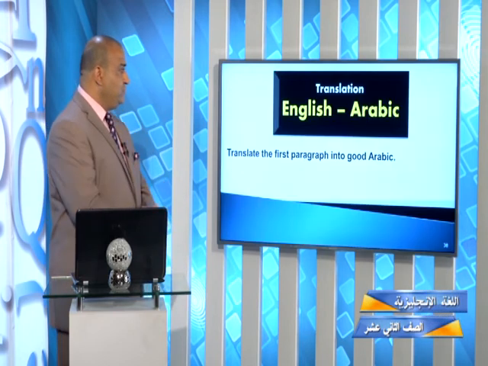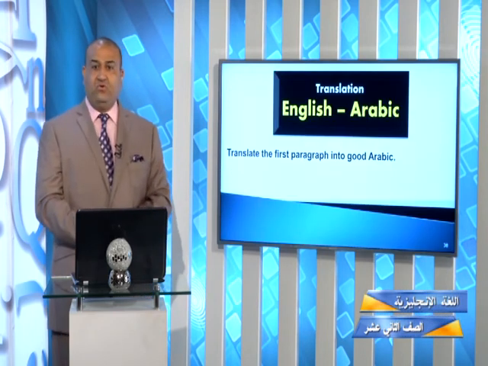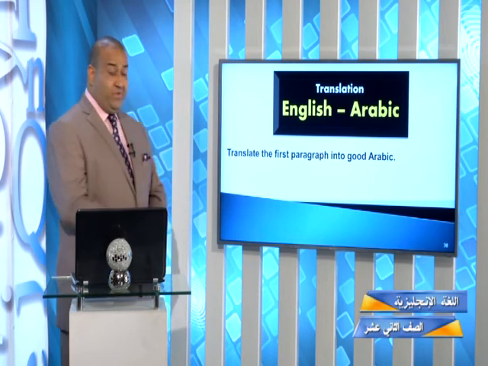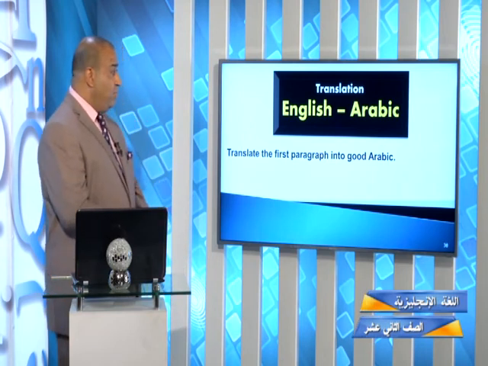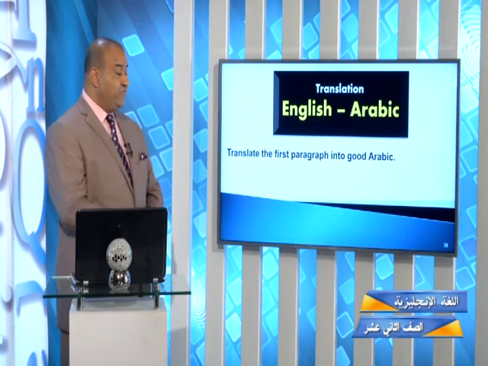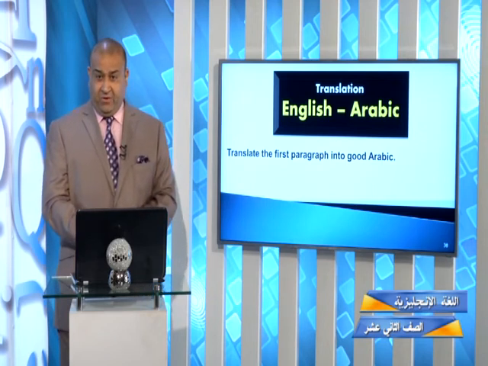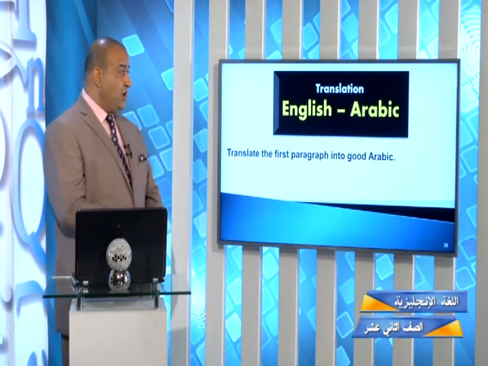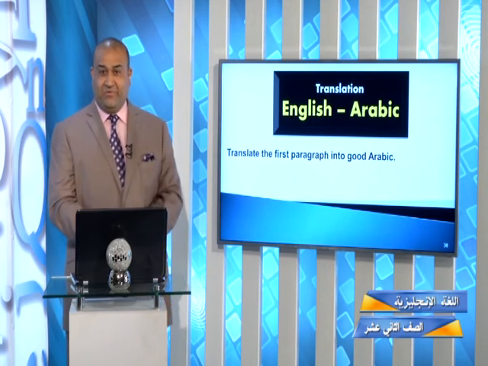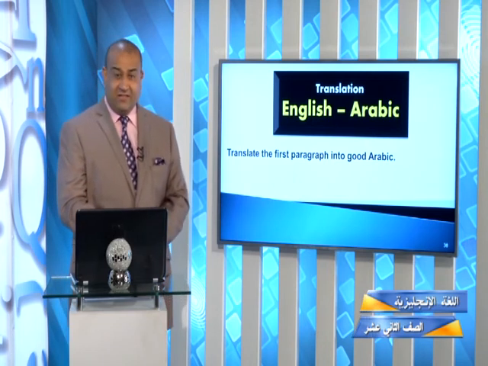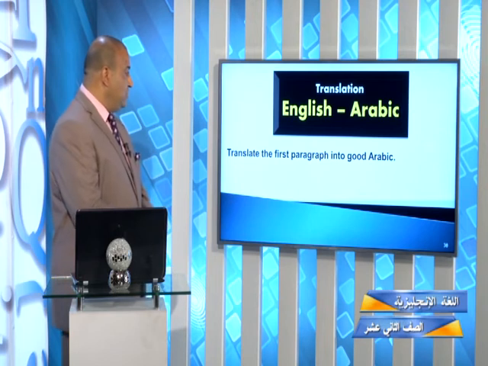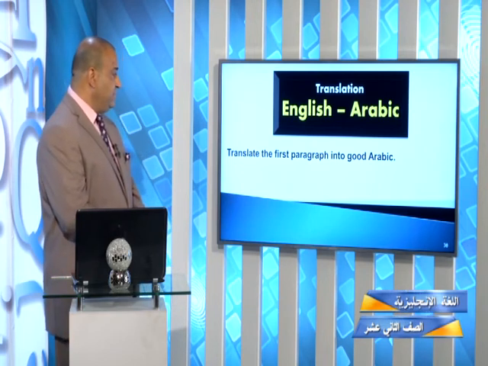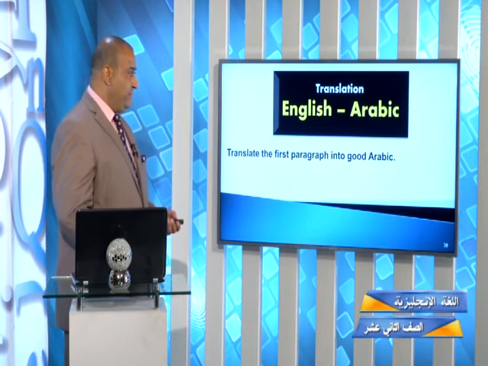Now let's move to translation. In translation, we'll have 2 tasks, which you are familiar with, of course. Number 1 is translating from English to Arabic language, which most of our students are good in this task. Why? Because most of you are excellent at Arabic language. So the question says, translate the first paragraph into good Arabic.